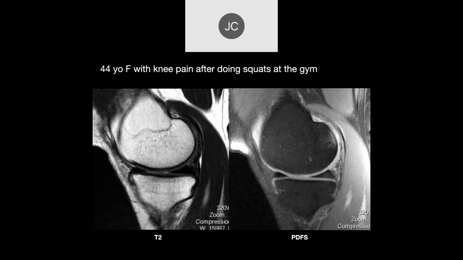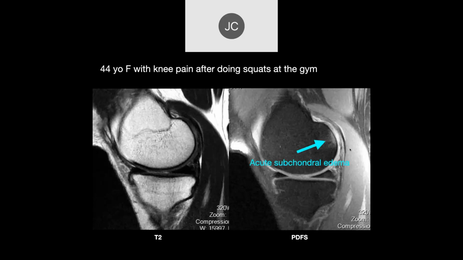Okay, so now let's look at a few cases. Robert, what do you think of this case? Let's see. A 44-year-old female with knee pain after doing squats at the gym. And I see some edema, bone marrow edema, kind of far posterior medial femoral condyle. Yep. So we see it here. And actually, if you look, there's a little bit of increased signal intensity within the articular cartilage back through here. So this is that far posterior zone, which is not well evaluated by standard arthroscopy.